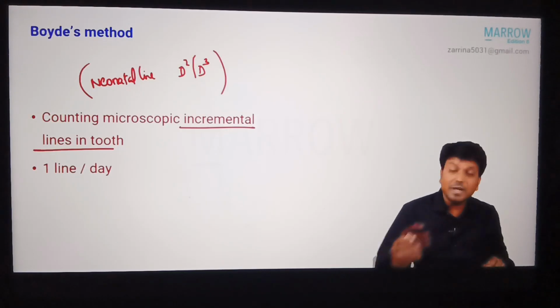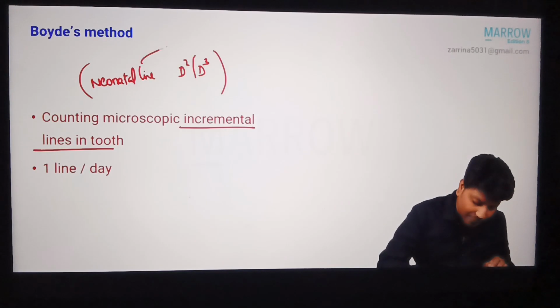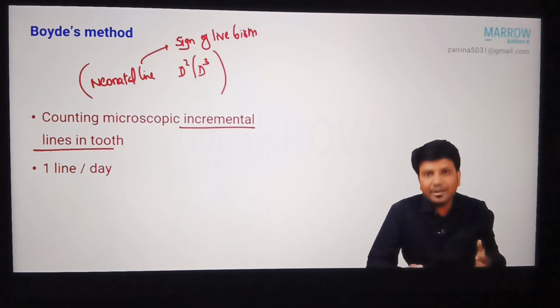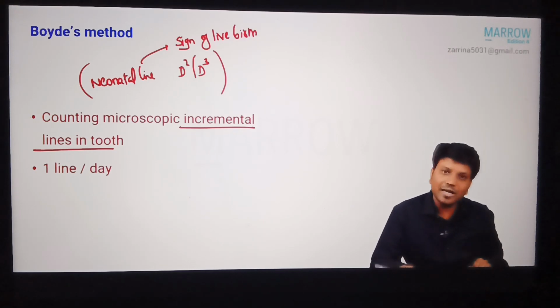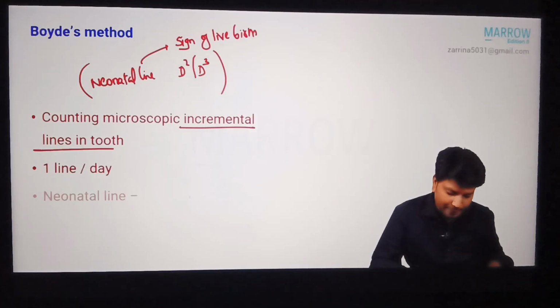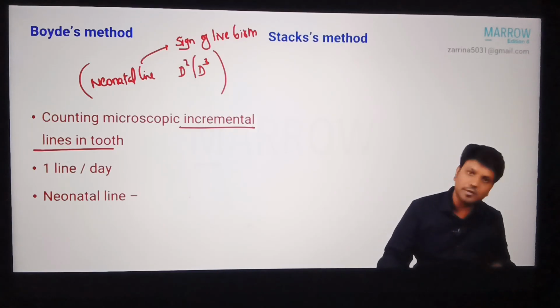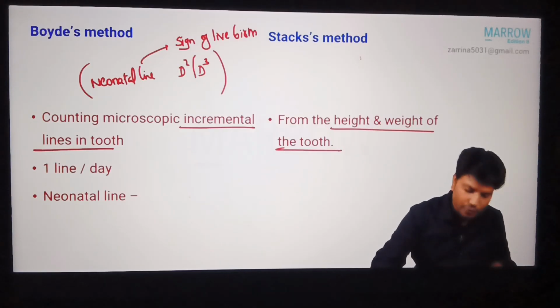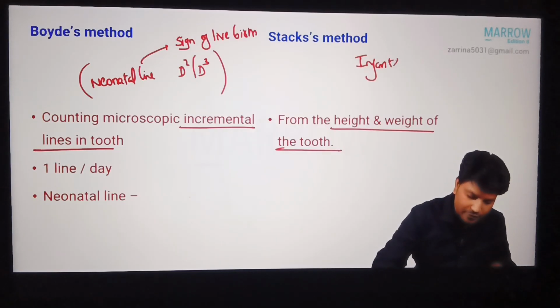Presence of the neonatal line itself is a sign of live-born. How do you say that? Because the neonatal line starts only on day 2, day 3. The baby should be alive for at least 2 days. Then only the neonatal line will appear. So it has to be a sign of a live-born baby. There is another method called Stack's method. Stack's method is where you can see the height and weight of the tooth. Very useful for the infantile period, infants.